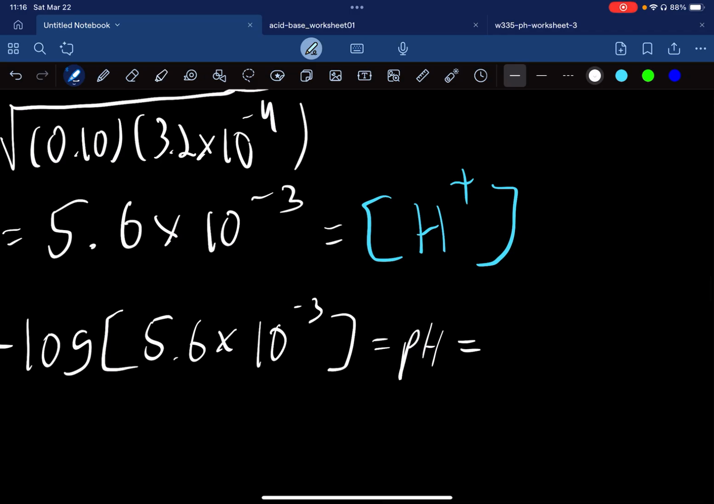And that's equal to negative log. Let's do 5.6 times 10 to the power of -3. All right, you're gonna get 2.3, which is very acidic. Well, pretty acidic, yeah. Definitely acidic.